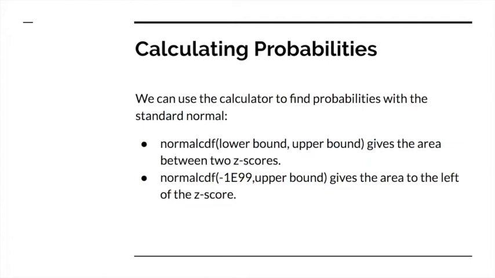On the other hand, say instead of trying to find the area between two z-scores, or the probability between two z-scores, say we just want to find the probability of a less than. So we want to find the area to the left of a particular z-score. In that case, what we would like to tell the calculator is to go from negative infinity up to the upper bound. Problem is, we don't have a negative infinity button on our calculator, so instead what we use is scientific notation. We do -1 times 10 to the 99th.